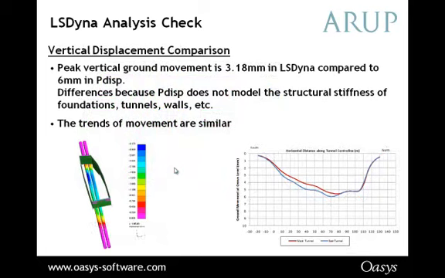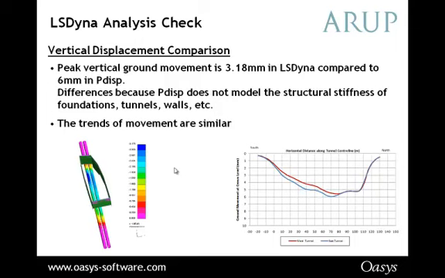The vertical displacements were also compared. So this is a Boussinesq analysis which looks at stresses and displacements. The vertical ground movement from LS-DYNA was 3.18 millimeters. This is actually lower than the Pdisp peak ground movement, which was 6 millimeters. As you would expect anyway, Pdisp is based on a more conservative analysis, so it will give a more conservative result. But there is a reason for this difference, and that's because Pdisp doesn't model the structural stiffness of the foundations, tunnels, and walls, which LS-DYNA does. This is something that we have realized, and it's something that we're going to cover in our next piece of software, GSA Raft.